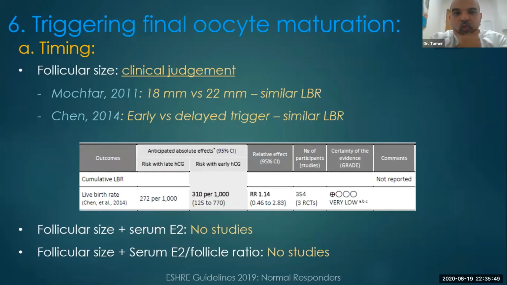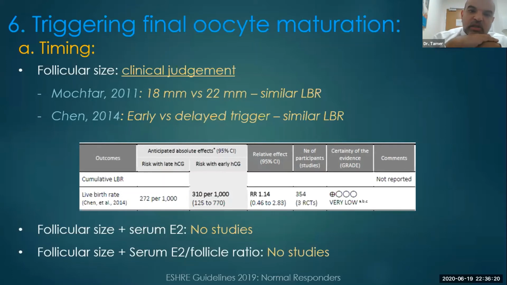Okay, when do we trigger and how do we trigger the final oocyte maturation before the egg collection? For the timing, of course, the follicular size is what we all go by, and it's a clinical judgment, and this is what the guideline says, because the studies showed that triggering at anything between, for example, 18 to 22, and the recommendation just goes down to 16 to 22, did not show much difference in the live birth rate.